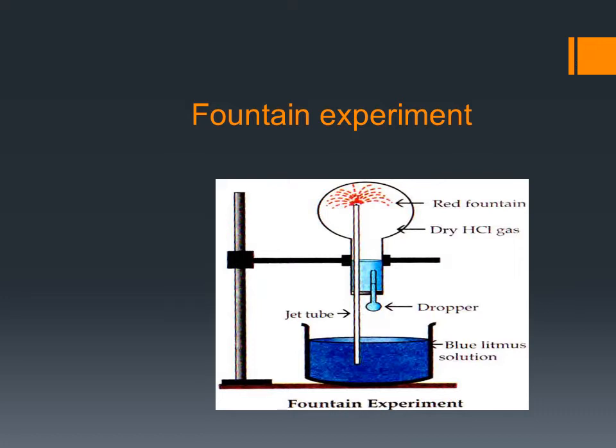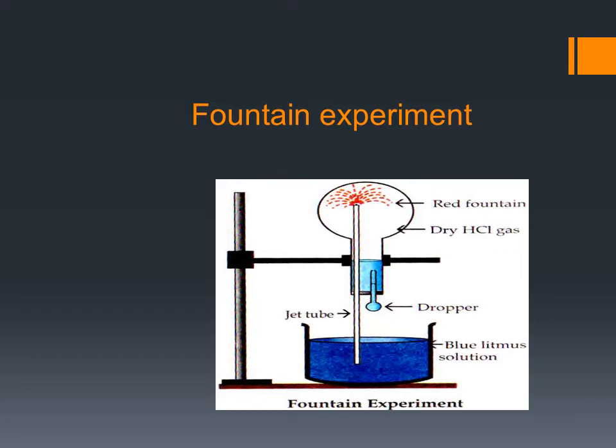The reason is, as the water goes in the flask from the dropper, HCl gas present in the flask dissolves due to its high solubility, thereby lowering the pressure inside. The outside pressure being higher pushes the blue litmus solution inside through the jet tube. The blue litmus solution turns red due to the acidic nature of hydrogen chloride gas. So here you will observe that the blue solution turns red and you will see a red fountain.